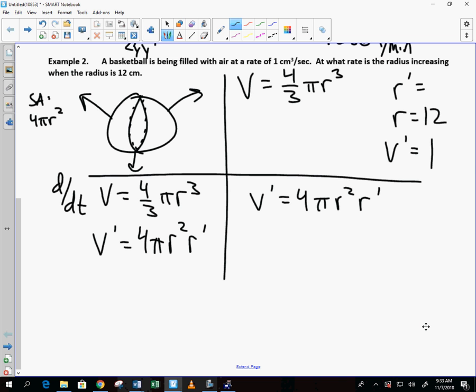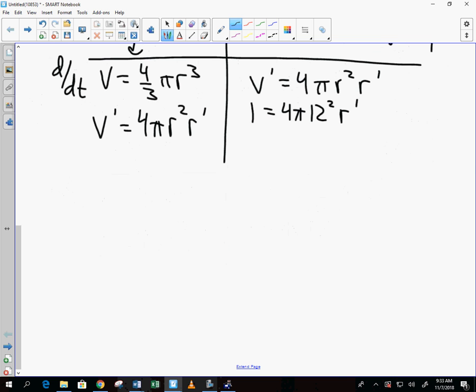All right. So now I plug in my knowns and my unknowns. What's V prime? 1 equals 4 pi times 12 squared times r prime. So that's 144, right? 144 times 4 is 576. So 1 over 576 pi is equal to r prime. So r prime is 1 over 576 pi.